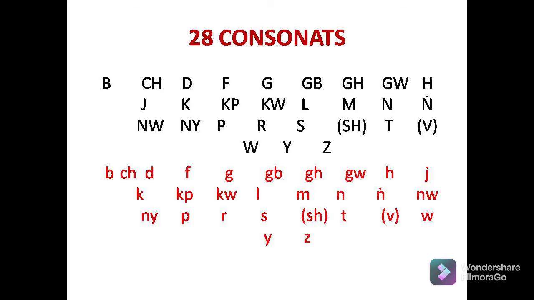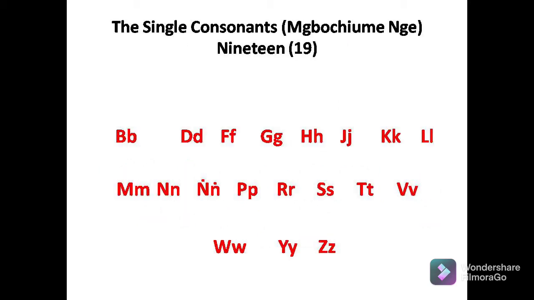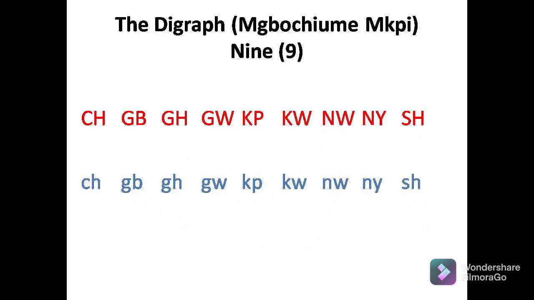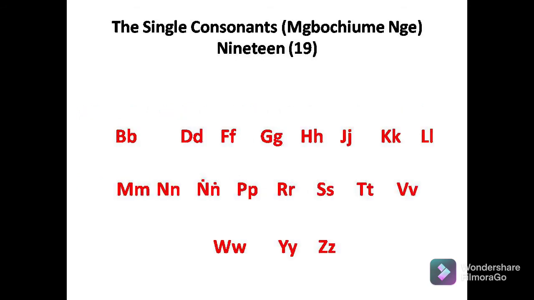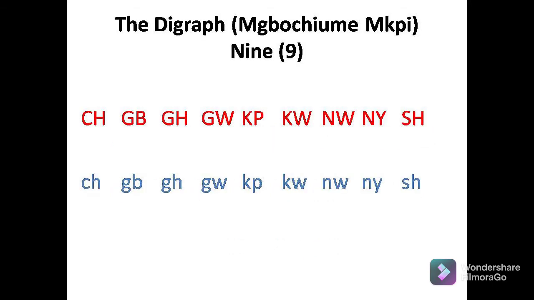Remember, I told you that the consonants are 28 in number, and these consonants are divided into the single consonants and the digraphs. First of all, we'll look at the single consonants. The single consonants, which are called mgbochumenge in Igbo language, are 19 in number. But the digraphs, which are called mgbochumembe, are 9 in number.